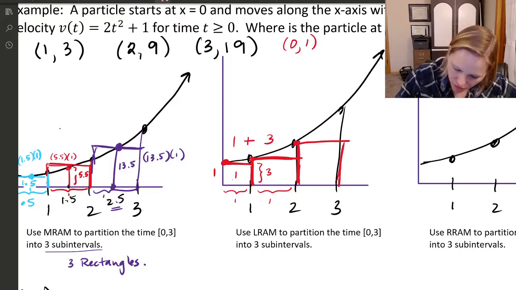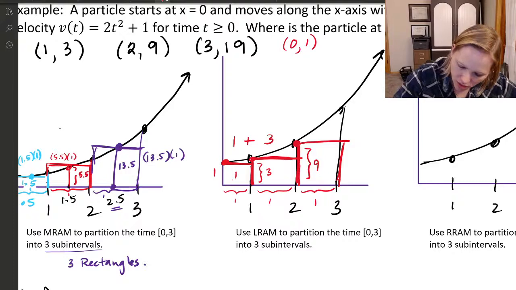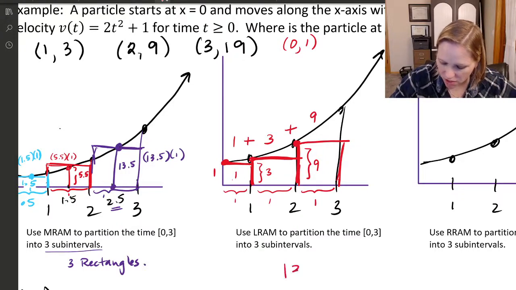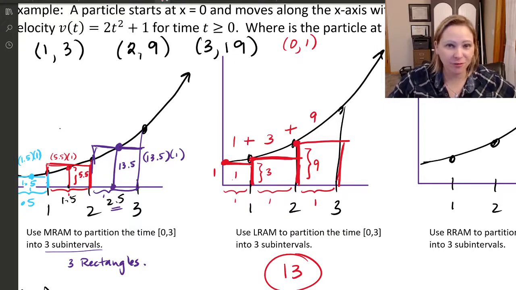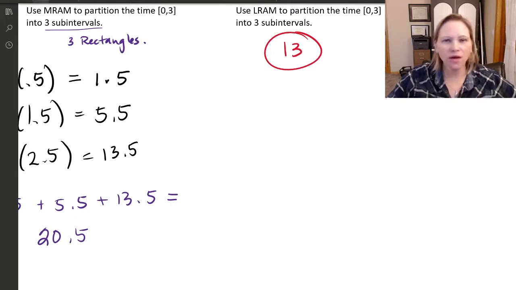And then my last rectangle is going to use the left side as its height. So f of 2 is 9. The width is 1. 9 times 1 is 9. So here we have an estimate of 13. Very different from our MRAM estimate of 20. So you can see there's quite a bit of variation when you only have 3 subintervals.